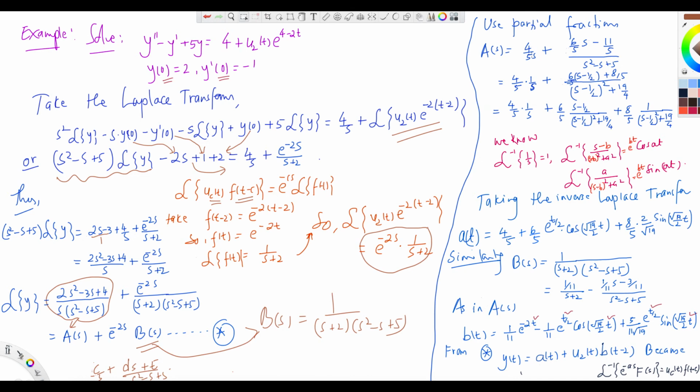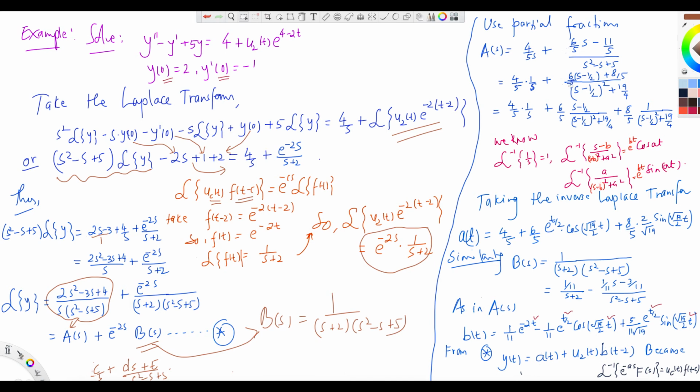So you will get 4 over 5s. That is, the value of C is 4 over 5, D is 6 over 5, and E is negative 11 over 5. That's what you get. So (Ds plus E) over s squared minus s plus 5. Okay. So now we will have to take the inverse Laplace transform. So what I'm doing is I'm trying to simplify this so that 4 over 5 times 1 over s, you can write that way, plus what I'm writing is 6 over 5.